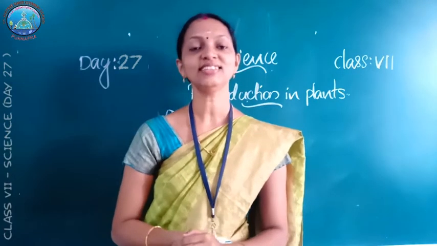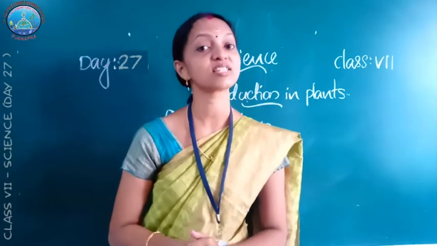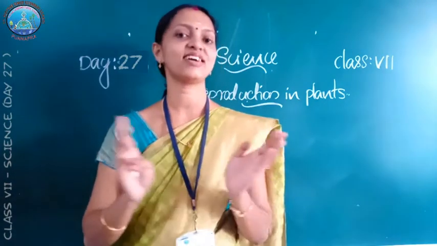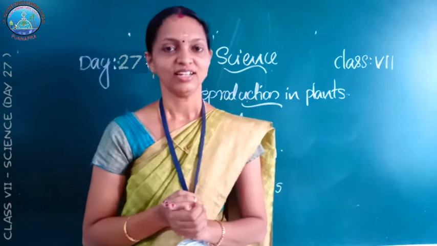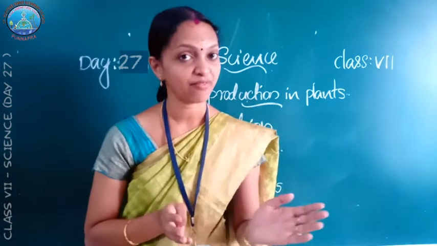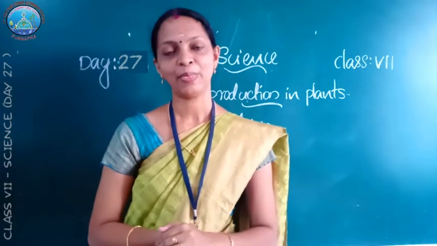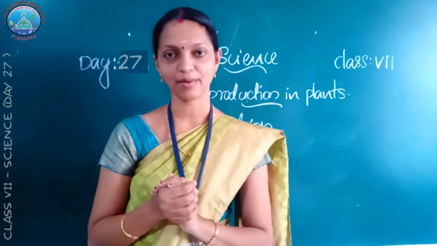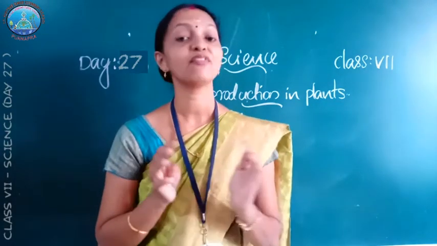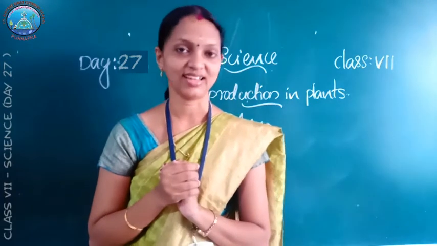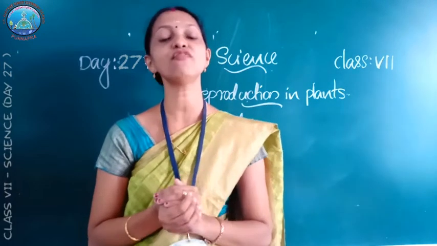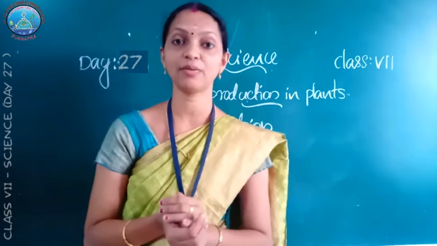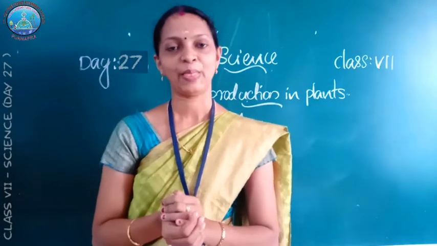Okay dear children, our lesson is over. In this lesson we studied two types of reproduction, asexual reproduction and sexual reproduction. Vegetative propagation is a type of asexual reproduction, and sexual reproduction is the fusion of male and female gamete. The flower is the reproductive part of a plant. The flower consists of the male reproductive part stamen and the female reproductive part pistil.